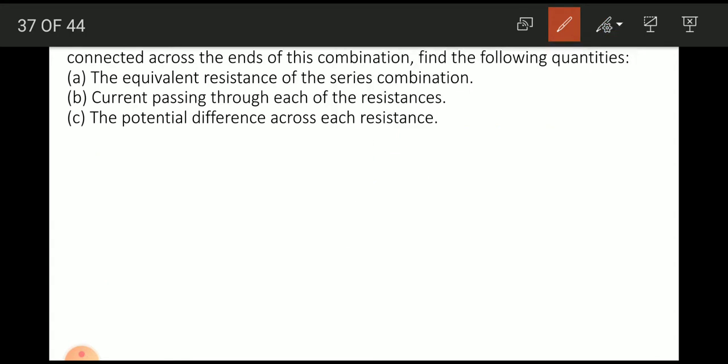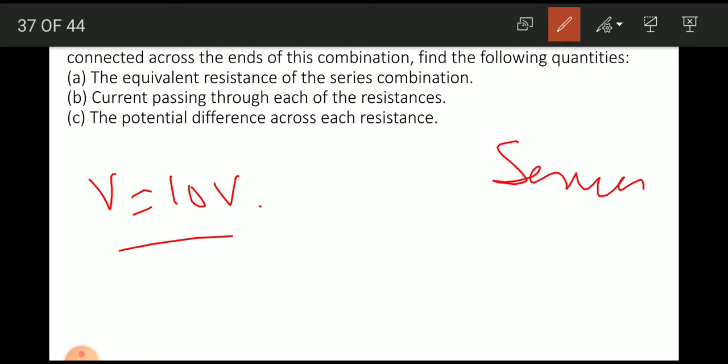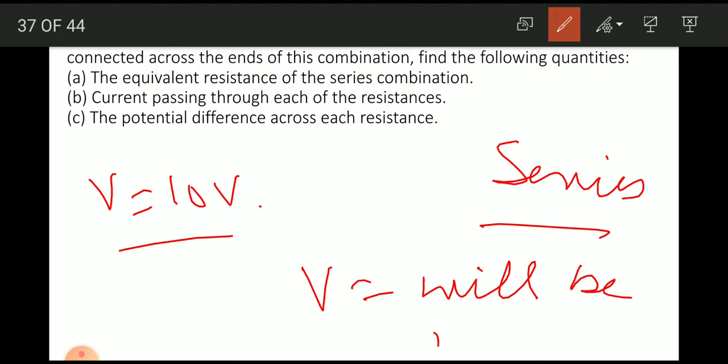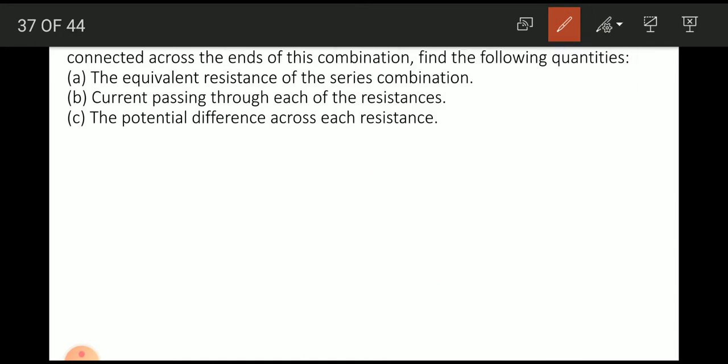The voltage across the battery is 10 volt, connected across the ends of the combination. Find the following quantities. It is connected in series. So when it is connected in series, the voltage will be different. Each appliance will get a different amount of voltage and the current will be the same.